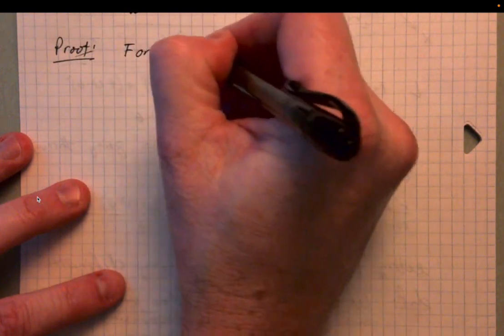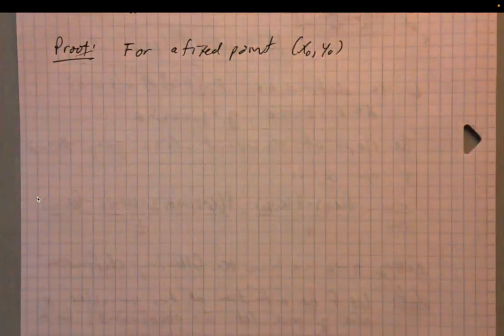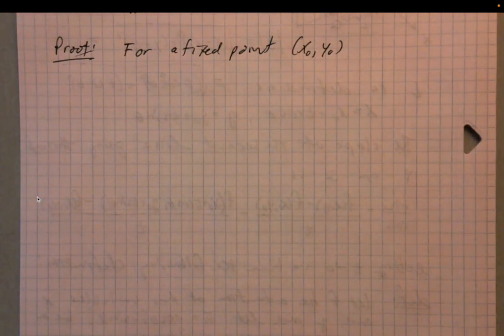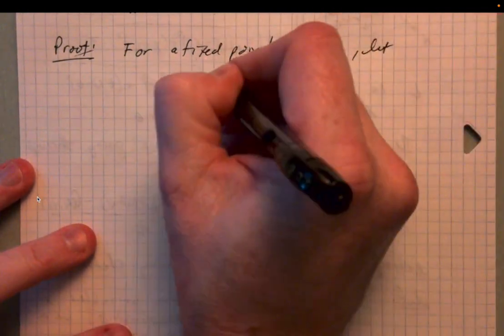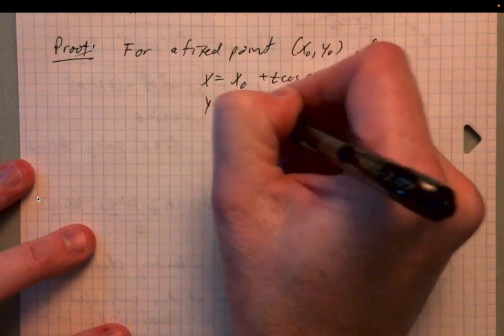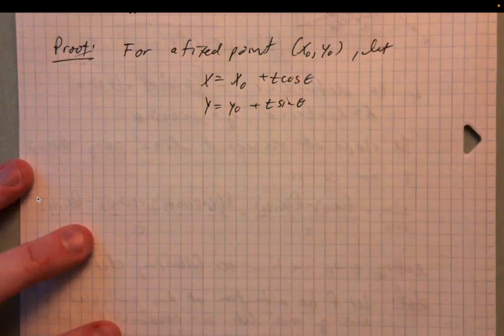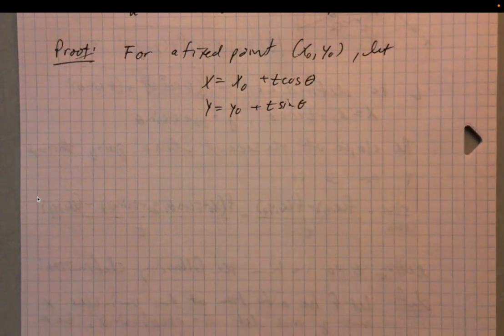So for a fixed point x naught, y naught, this is like our P on the surface here. Actually, this would be the x and y coordinates in the plane that correspond to this P. So for a fixed point x naught, y naught, let's let x equal x naught plus t cos theta and y equal y naught plus t sine theta. And so this is going to be the line in the plane that passes through x naught, y naught and is obviously in the direction of u.